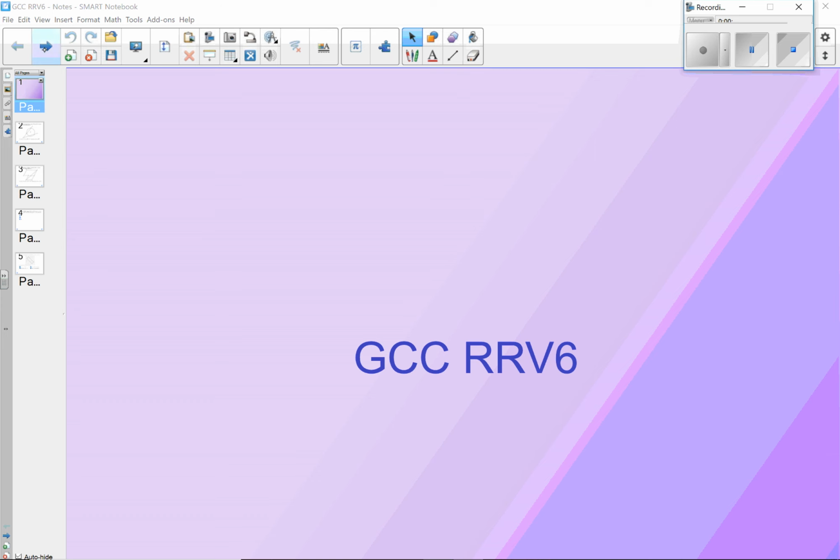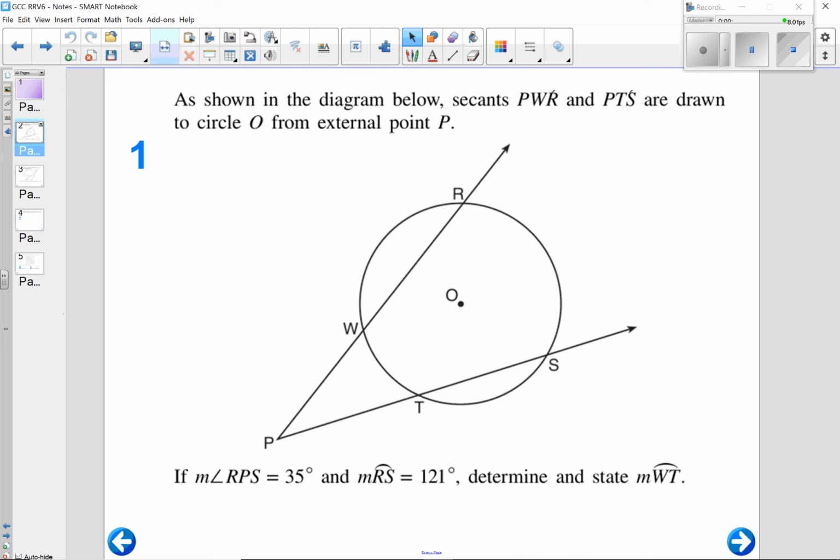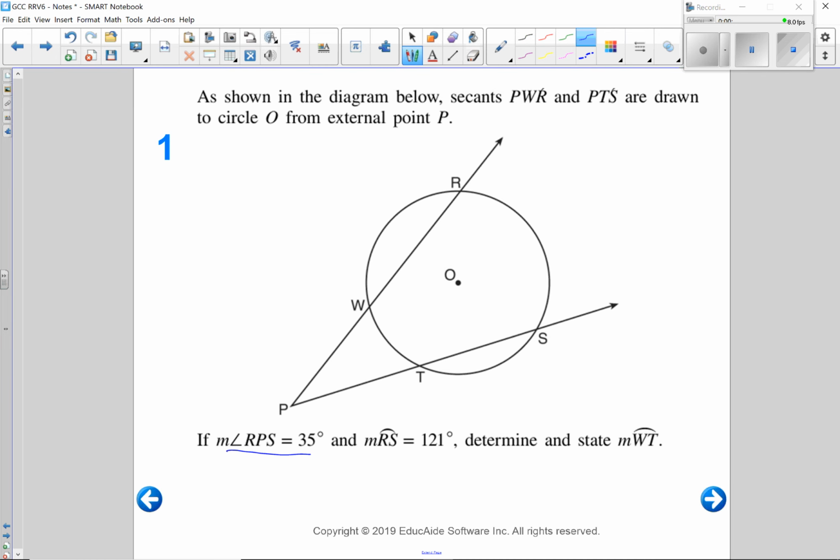Video number 6. So this first question that we're going to talk about here deals with the angles inside of a circle. In this first question, we are looking for the information, and they've provided us with a couple things. That first thing is that we've got angle RPS. RPS is this exterior angle out here, 35 degrees.